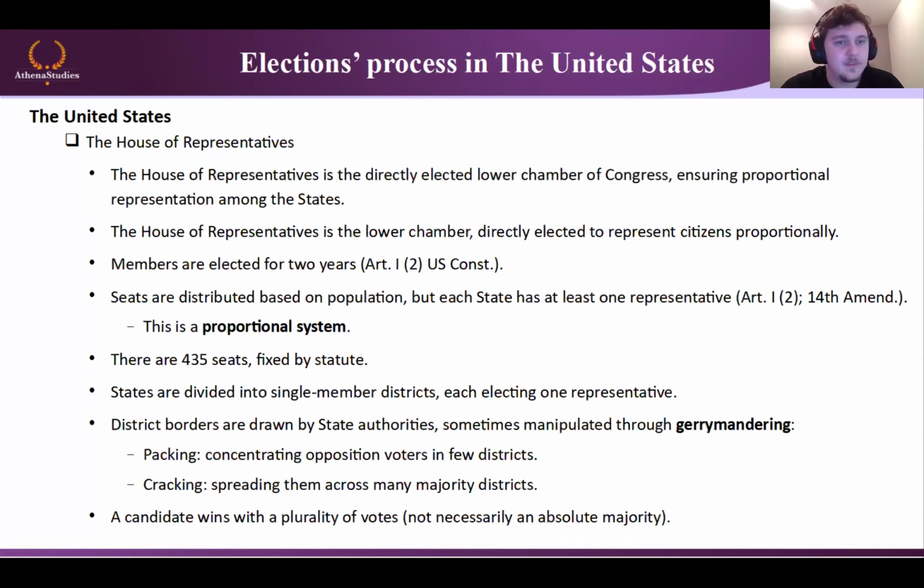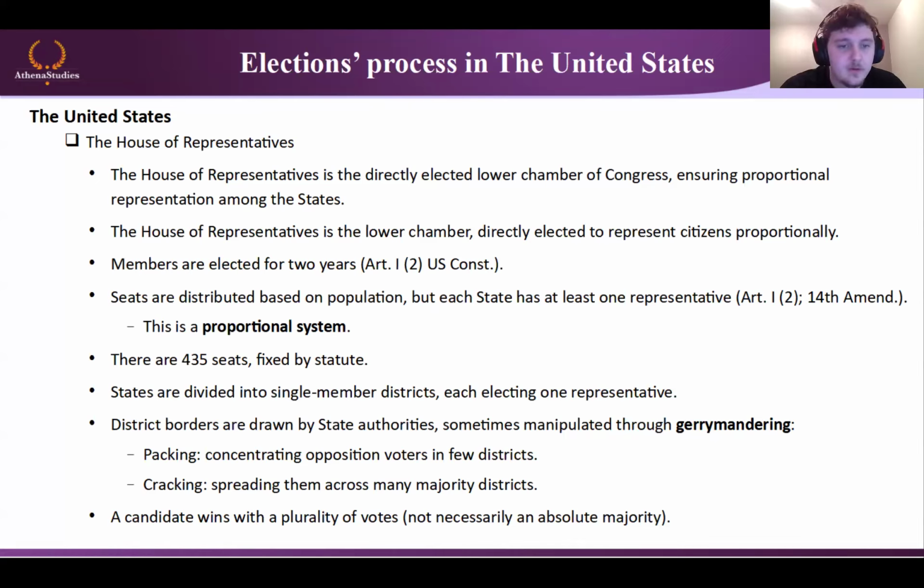So, how about the House of Representatives? A few details about it. It is the directly elected lower chamber of the Congress, and this ensures a proportional representation among the states. It's the lower chamber, so the aim here is to be directly elected by the citizens to represent them proportionally. The members are elected for 2 years, that's Article 1, Section 2 of the US Constitution. The seats are distributed based on population, but each state has at least one representative. So that's a proportional system. That's very important to know here.